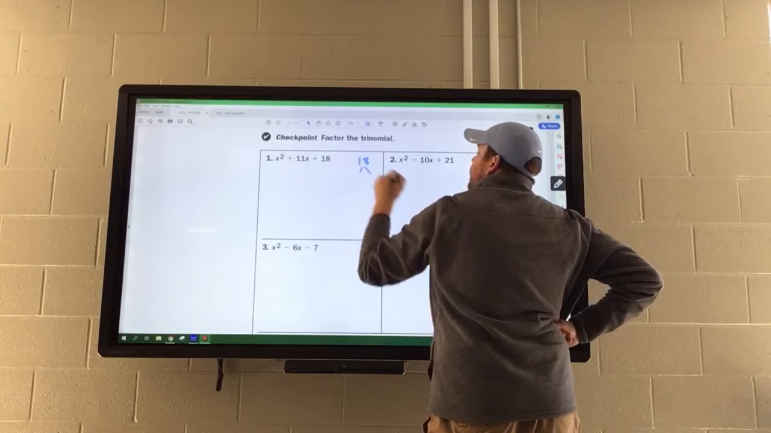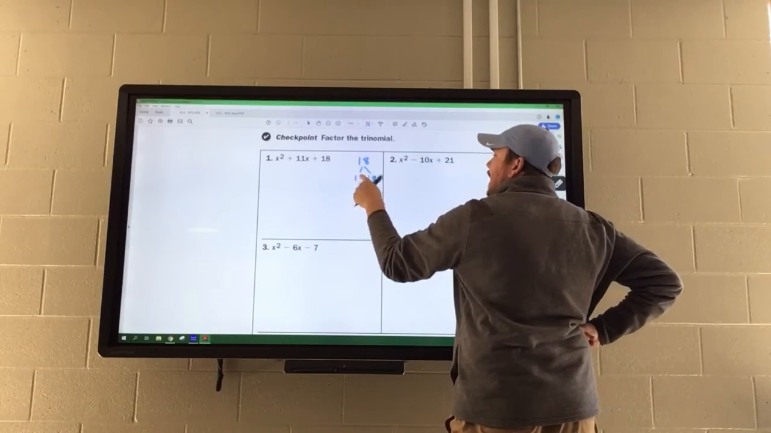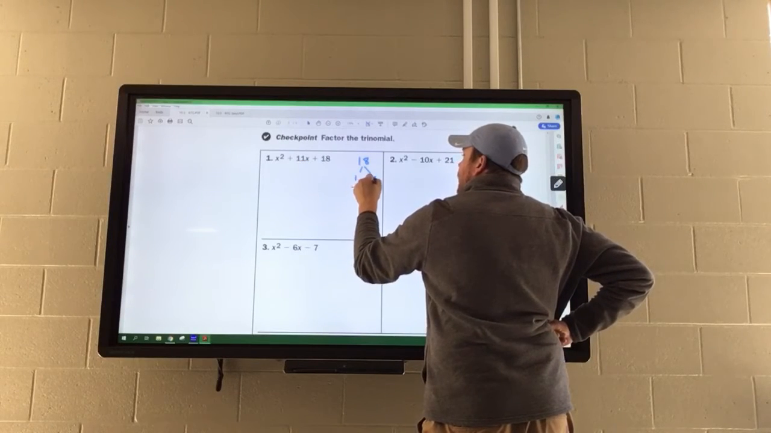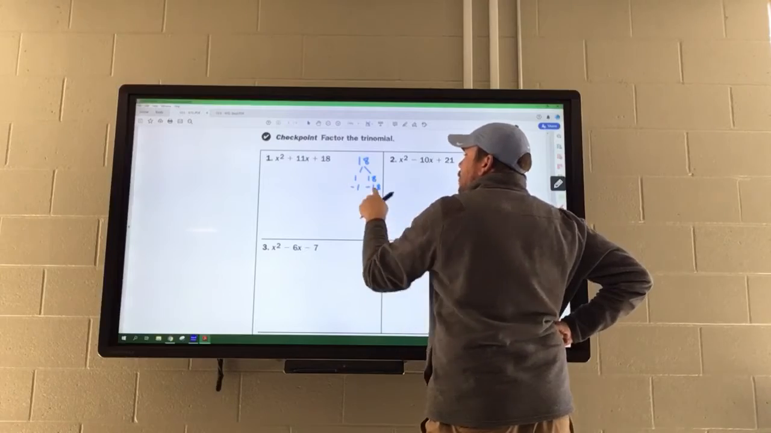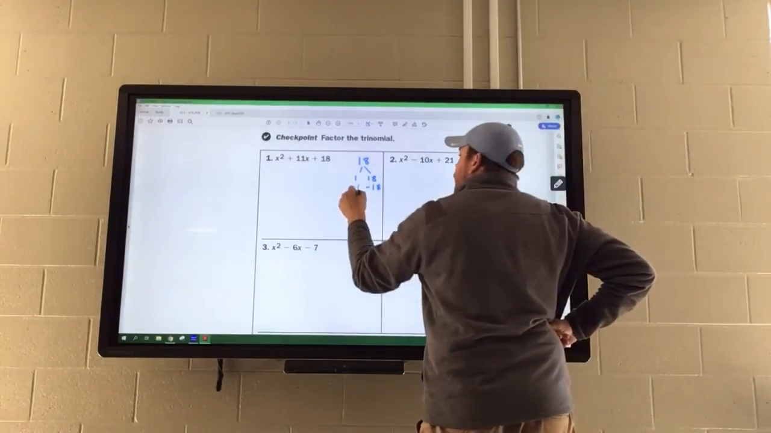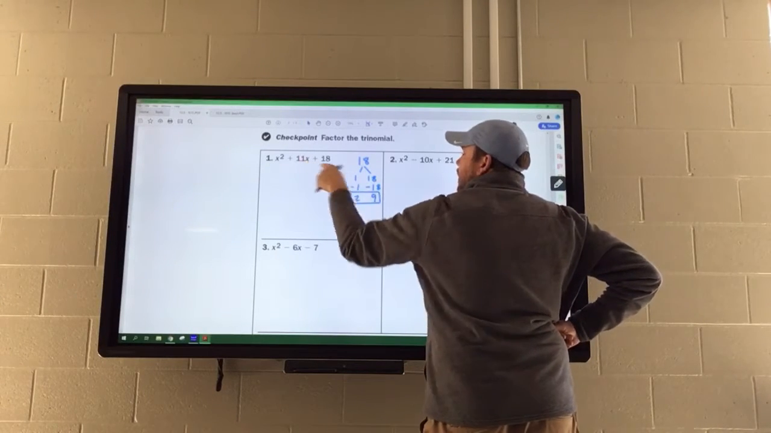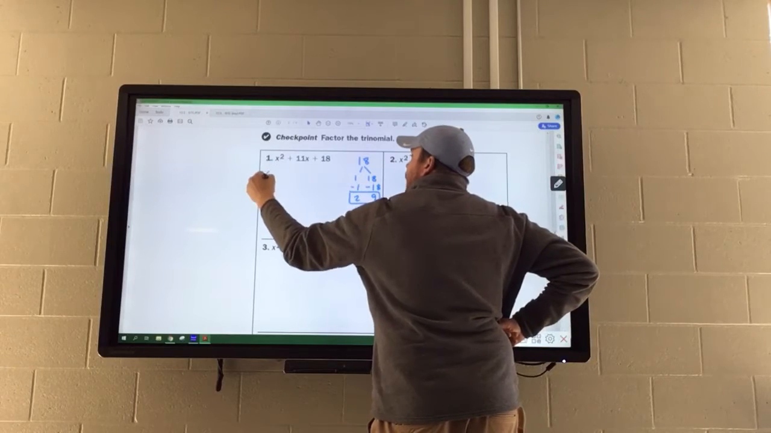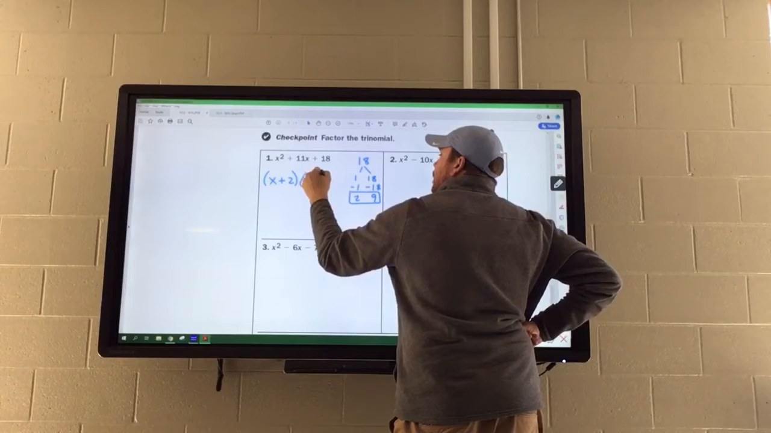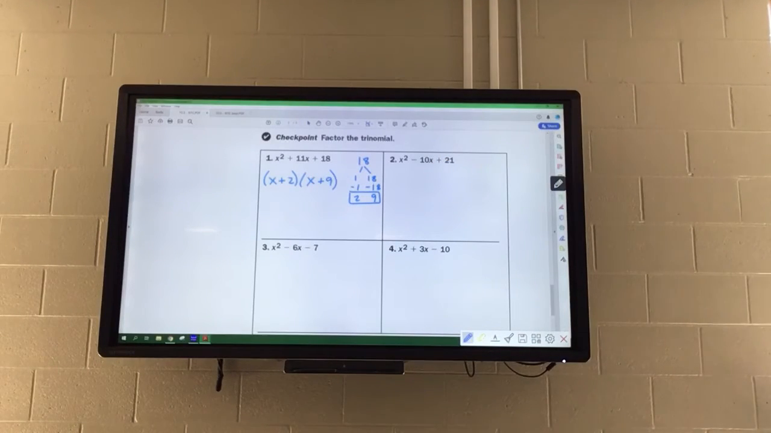To get to 18, I could do 1 times 18, but adding those together I get 19. That doesn't work. I could do negative 1 times negative 18, but adding those together I get negative 19. That doesn't work. I could do 2 times 9, and hey, if I add 2 plus 9, I get 11. So therefore, to factor, I get x plus 2 and x plus 9. And again, you can check your answer by FOILing it out.